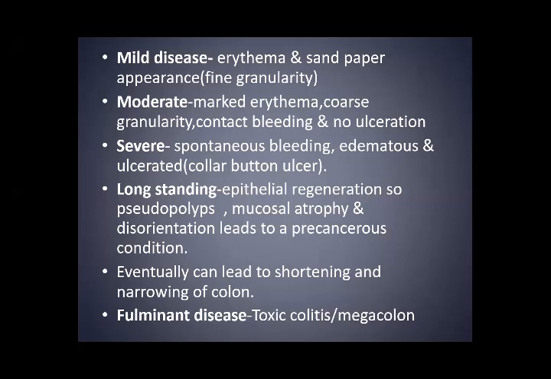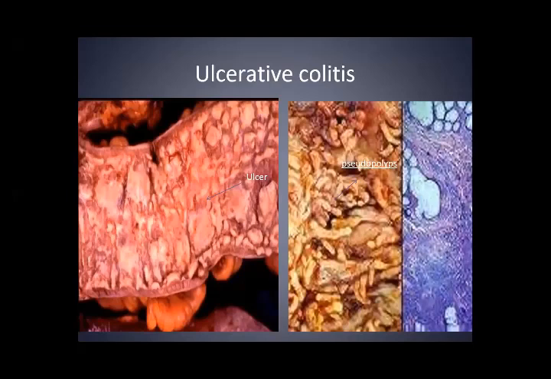So toxic dilatation or toxic colitis is one of the severe complications that can lead to perforation and peritonitis, and the patient goes into shock. So this is the macroscopic. If you look at the endoscopic picture, you can see the small ulcers there, and there is pseudopolyp formation, which leads in a chronic phase of ulcerative colitis.